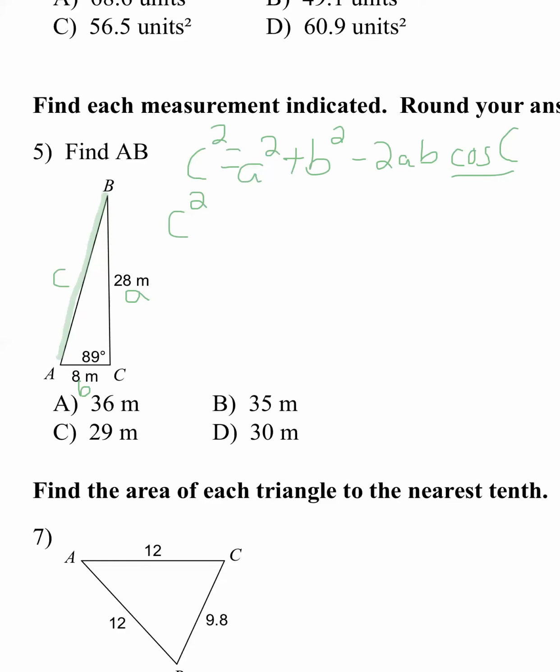Let's throw everything in there. A is 28, so 28 squared plus b is 8 squared, minus 2 times a is 28 times b is 8 times the cosine of C, which would be cosine of 89. Okay, so I'm going to put all of that in my calculator. It's going to spit out some value for me. So 28 squared plus 8 squared minus 2 times 28 times 8 times cosine of 89 gets me 840.18. But remember, that is c squared.